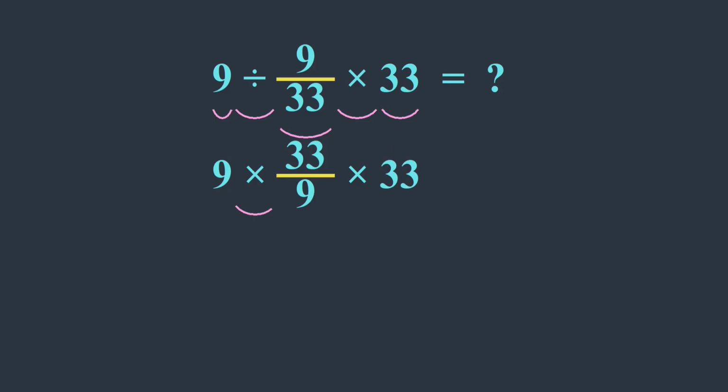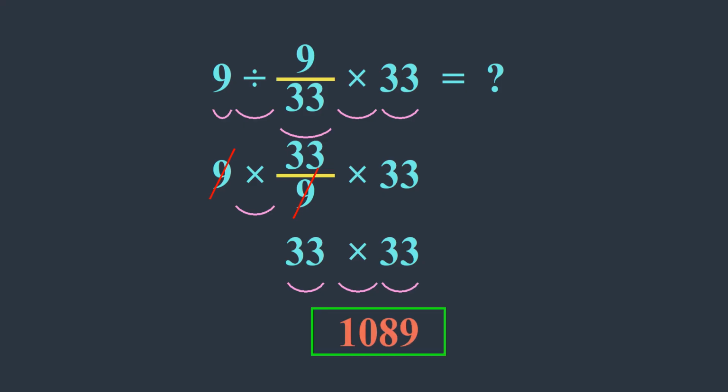First we do this multiplication. We can easily cancel this 9 and this 9, which gives 33. And here again, we have times 33. So here we have this 33 times 33, which equals 1089. And this is our final answer to this problem.